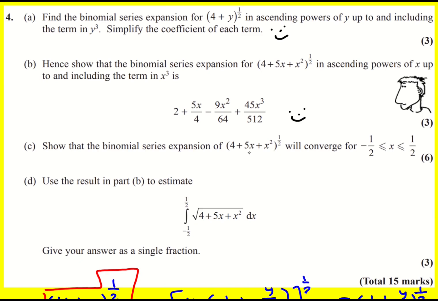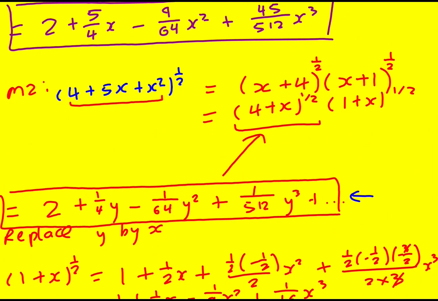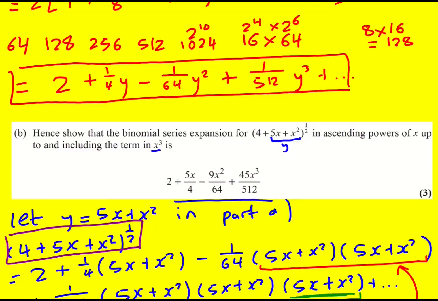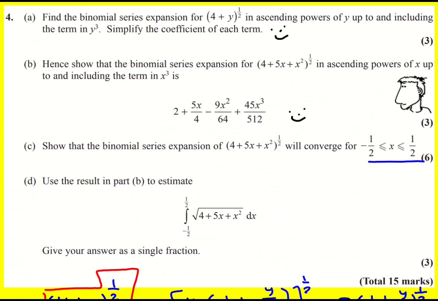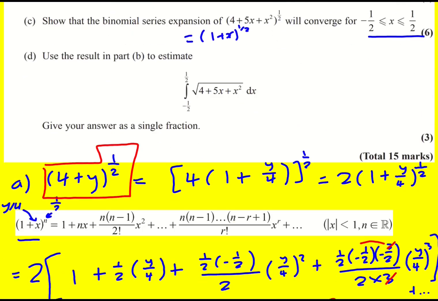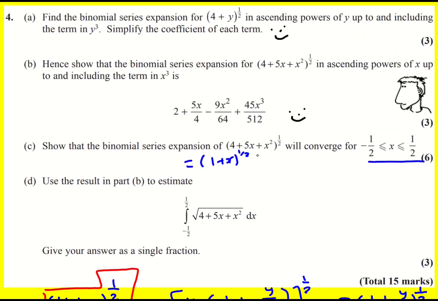Part C says, show that this expansion will converge for these values. Now actually, this is where my second method really comes into its own. So you can use aspects of both, because we factorized it into these 2 binomial expansions, 4 plus x and 1 plus x. And then remember, I wrote the 4 plus x to the half as 2 lots of 1 plus x over 4 to the half.